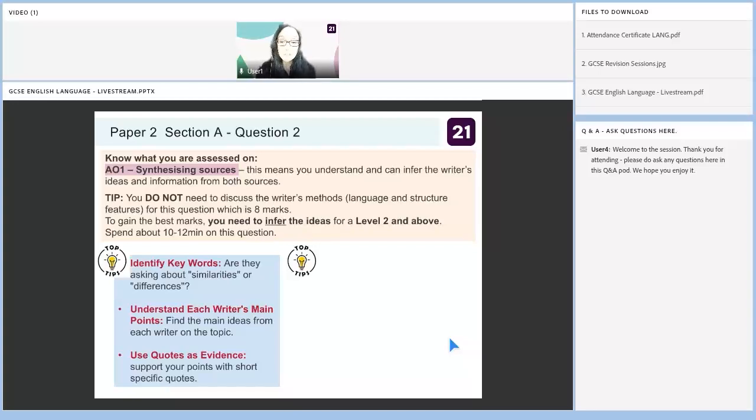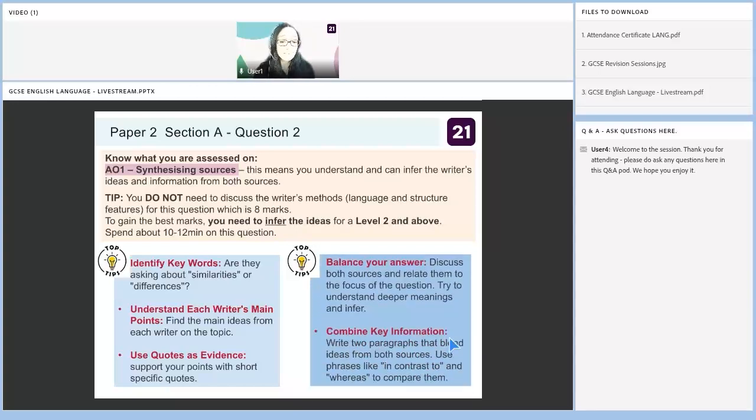What is the writer saying on the topic? Support your points with relevant quotations. So try and use short quotations. They're more specific. Make sure that you have a balanced response. So don't just talk about source A. Make sure you talk about both sources in relation to the question. Try to understand the deeper meanings to infer. So essentially, you're bringing the information together, write 2 paragraphs that blend the ideas from both sources. So if you're looking at differences, use the appropriate phrase, such as in contrast or however. If you're synthesizing similarities, make sure you use something like likewise to signal to the examiner.